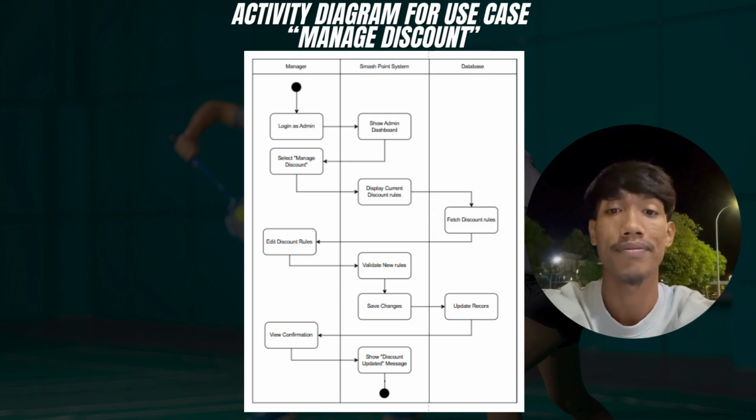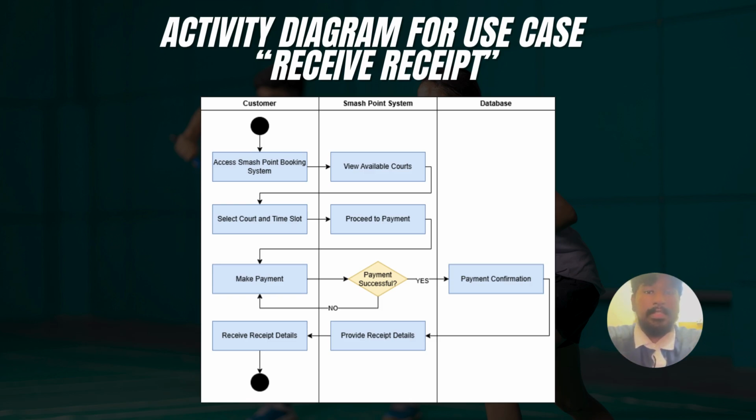Thank you. And now we go to the activity diagram for use case receive receipt. So it starts from the customer when they access the booking system, which is our Smashpoint system. We don't put in the logins and stuff in the use case receive receipt because it will make it too long. So we just use access as their way of logging in and stuff.